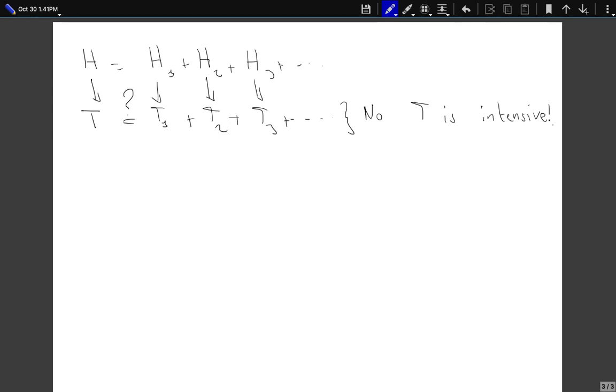Yeah, how can we separate a part of the system, not even a part of the system, just one property of the system, and assign a temperature to it? That's what we do in negative temperatures.